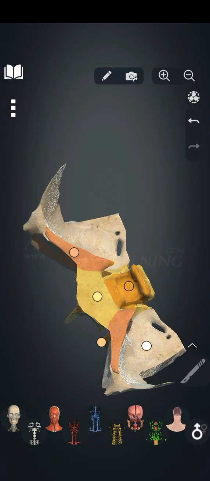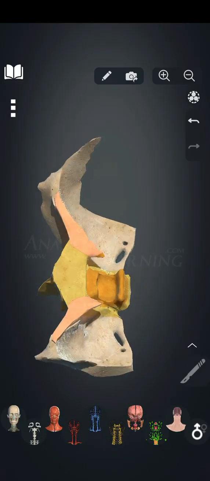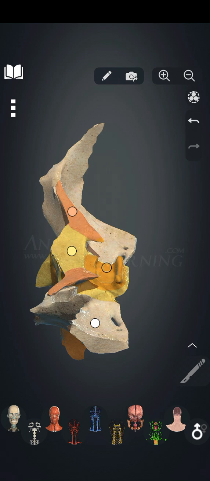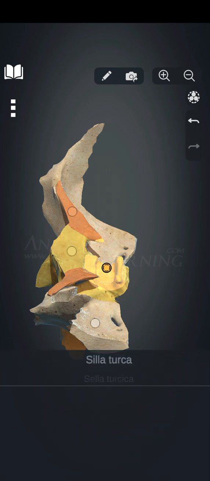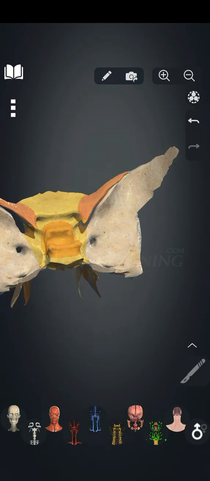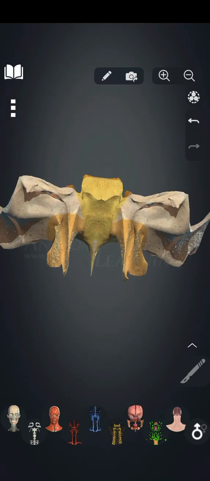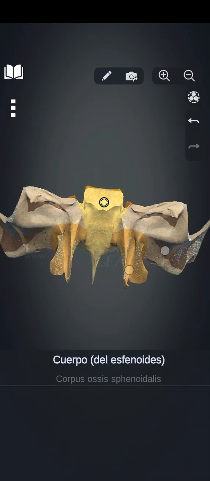The greater wings are large lateral expansions that contribute to the middle cranial fossa, the lateral skull wall, and the posterior orbit. They contain several important foramina: the foramen rotundum, transmitting the maxillary nerve; the foramen ovale, transmitting the mandibular nerve; and the foramen spinosum, transmitting the middle meningeal artery and vein. These openings establish critical communication pathways between intracranial and extracranial regions.